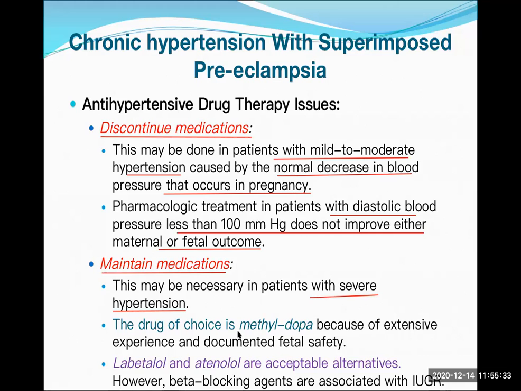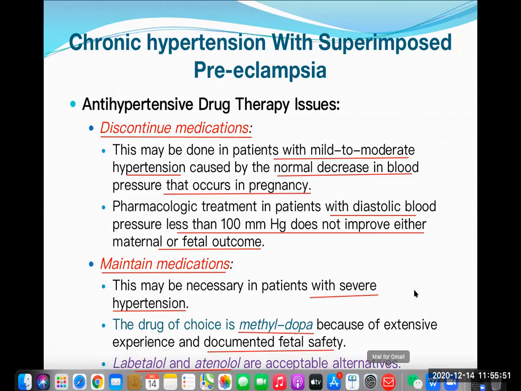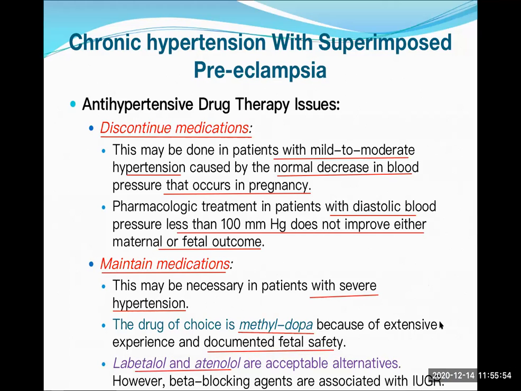The drug of choice is methyl dopa because of extensive experience and documented fetal safety. So methyl dopa is an important antihypertensive drug we use during pregnancy. Whereas labetalol and atenolol are acceptable alternatives, but beta blocking agents are associated with intrauterine growth restriction or retardation. So we do not use it for a longer duration during pregnancy. Methyl dopa is much safer than them. But having said that, if the blood pressure is very high and if you want to decrease it, labetalol can be tried.